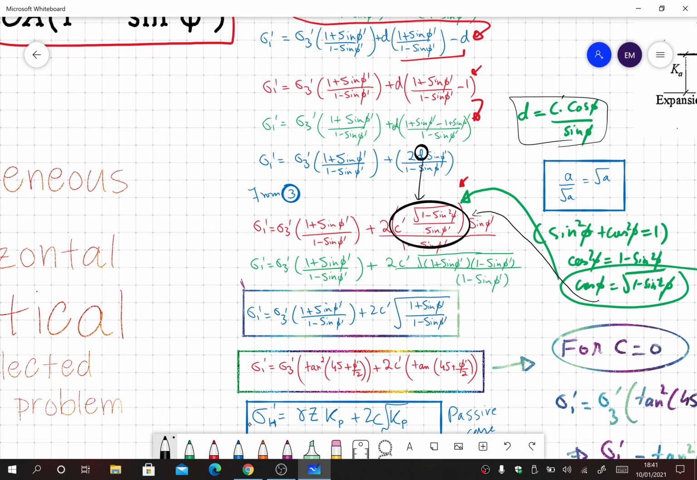Okay, so now multiplying this, we get 2c dash. So 1 minus sine square phi can be written as 1 plus sine phi into 1 minus sine phi, and we have a sine phi also on the outside. From this trigonometric rule, we know that a over under root a is equal to under root a. So we will be left with 2c dash under root of 1 plus sine phi over 1 minus sine phi.